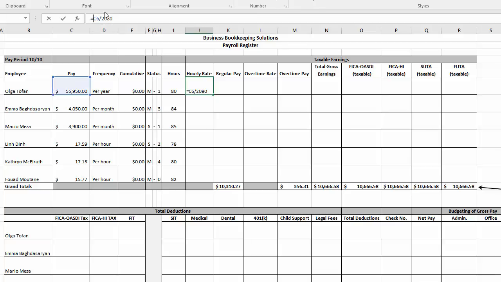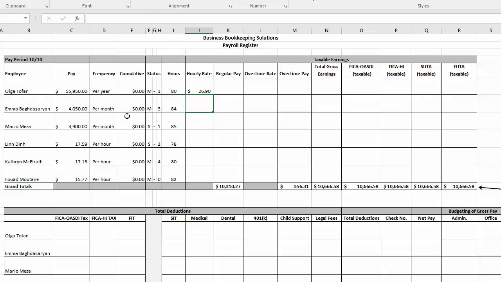So we have to say equals ROUND, open parentheses, and the number before the comma is whatever we want to round. What we want to round is our little formula. And how many digits do we want to round it to? 2, and then we close parentheses. Again, you do not have to use formulas. So now I can decrease the decimal to make it look nice and neat. Okay, so we've got Olga's hourly rate of 26.9.